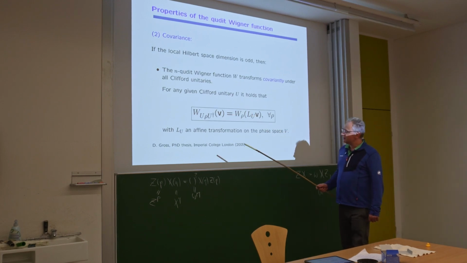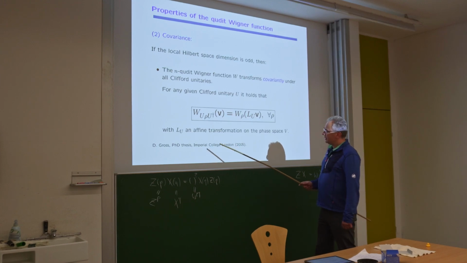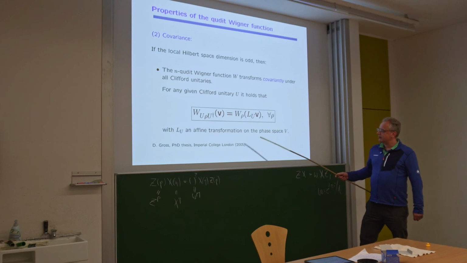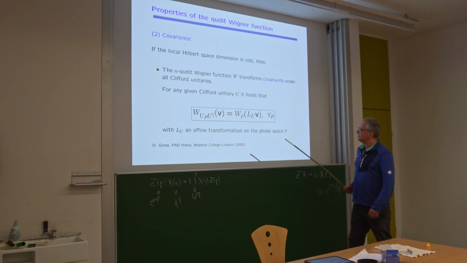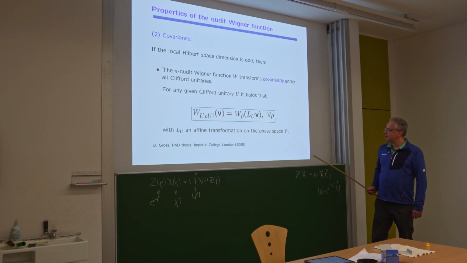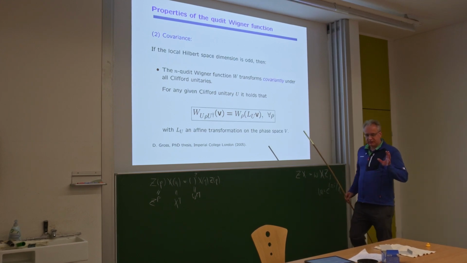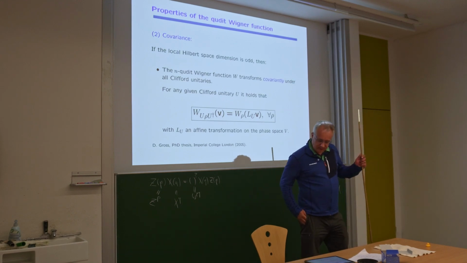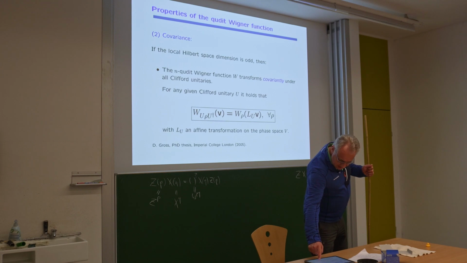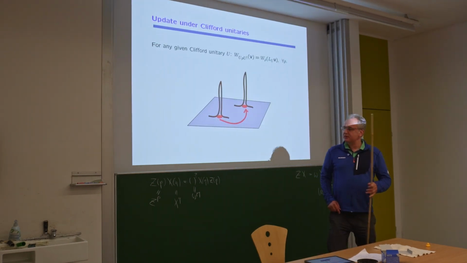And this transformation has a very simple structure. It is an affine symplectic transformation. In particular, it is a linear transformation. Yeah? So it's just a matrix acting on that vector. Matrix with a particular structure. Okay, so this is covariance. And in pictures, it is something like that.